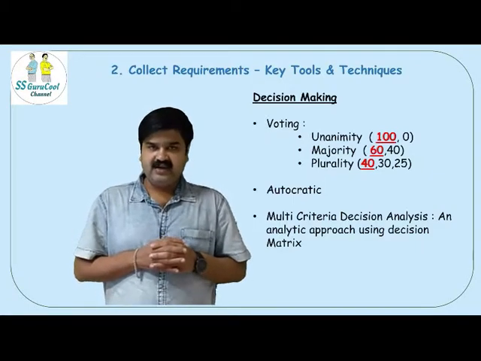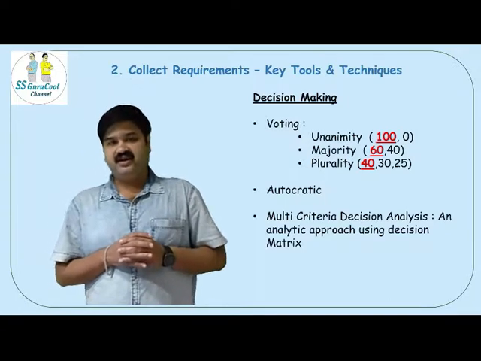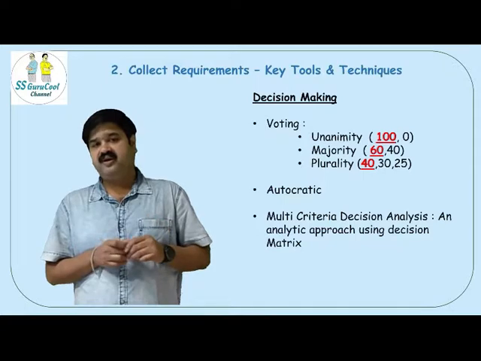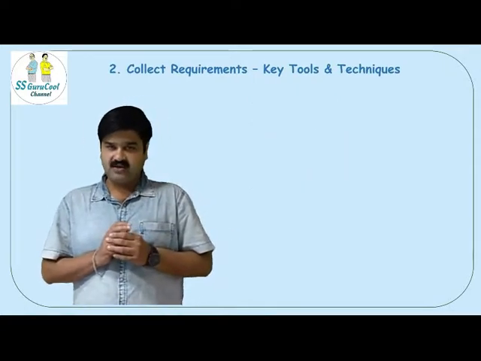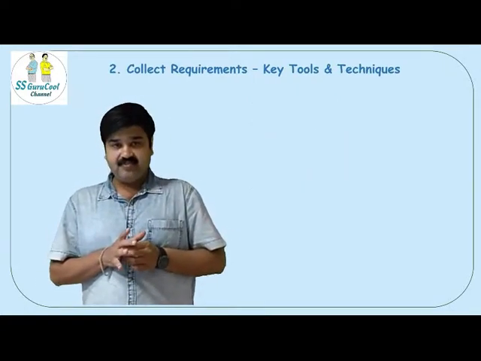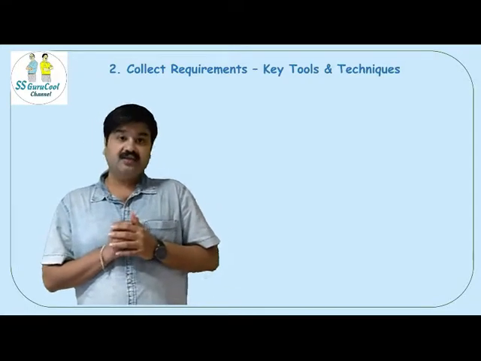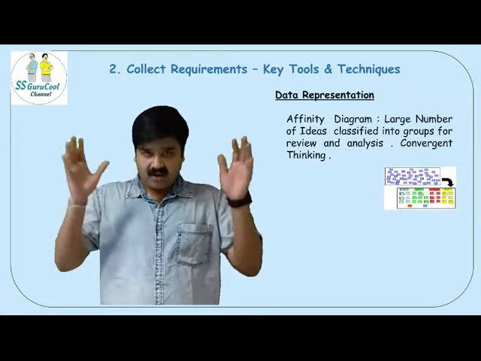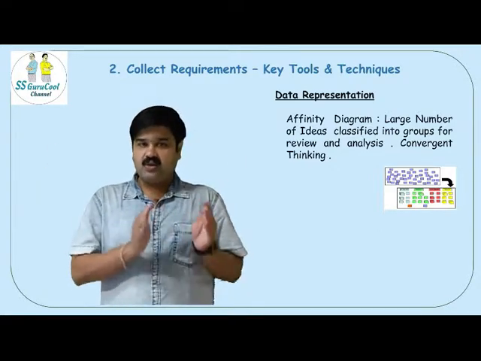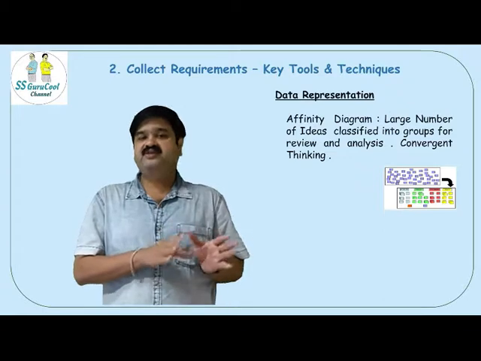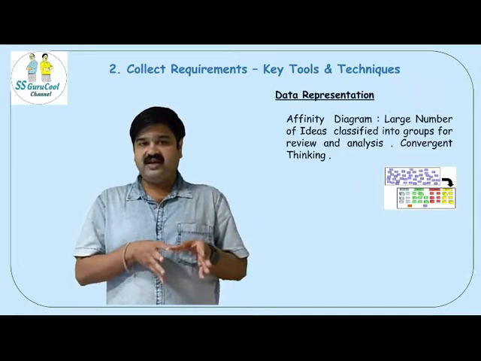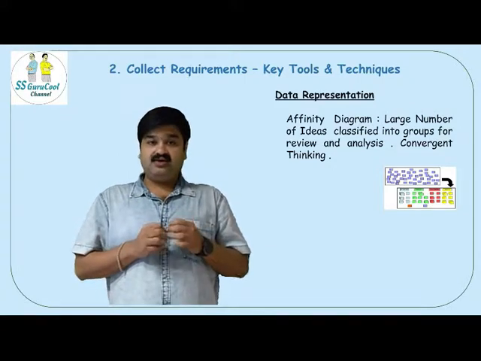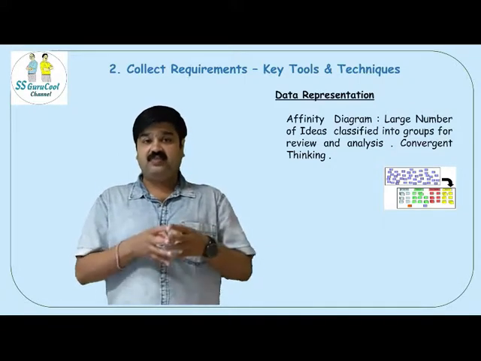Another tool and technique which is very important is called data representation. Now, data representation is a very elaborate topic, but we will look into two of the major ones. One is called the affinity diagram. The other one is called mind mapping. Now, affinity diagram is where all the ideas which have been collected are grouped into buckets based on similarity. So you basically converge towards the common picture. So it is a convergent approach.